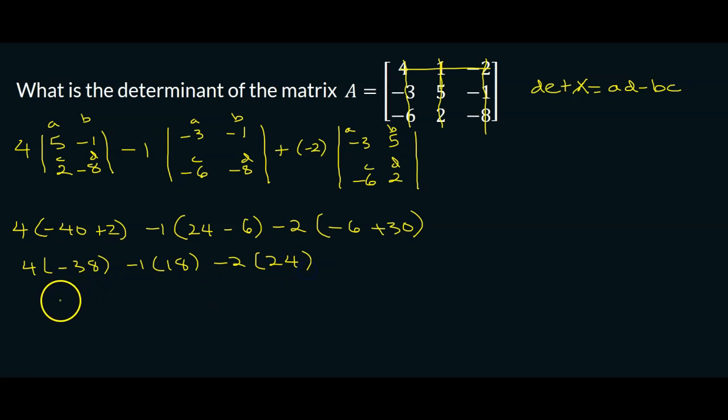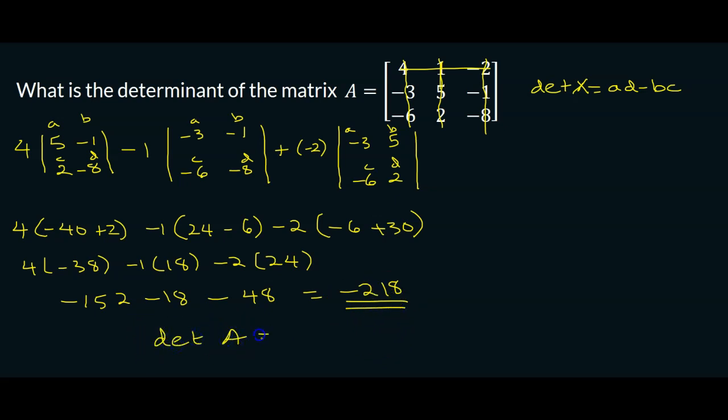So this is going to give us negative 152 minus 18 minus 48. So this is going to be negative 218. That is going to be the determinant of this matrix. So the determinant of A is equal to negative 218.